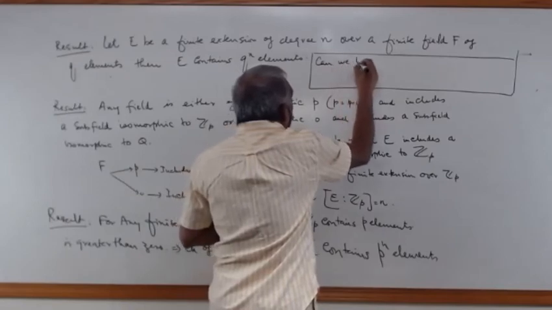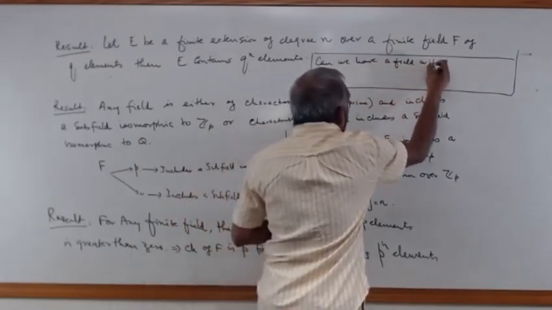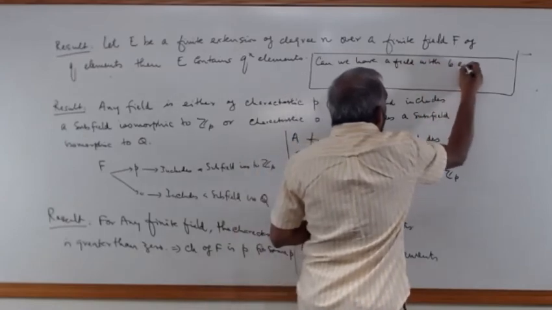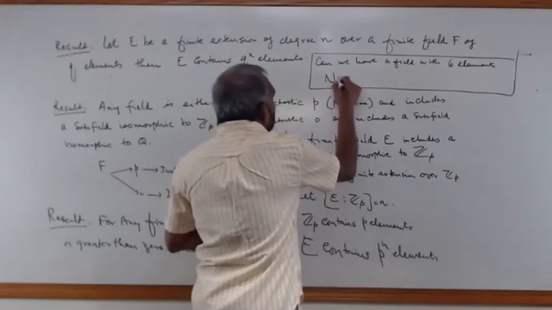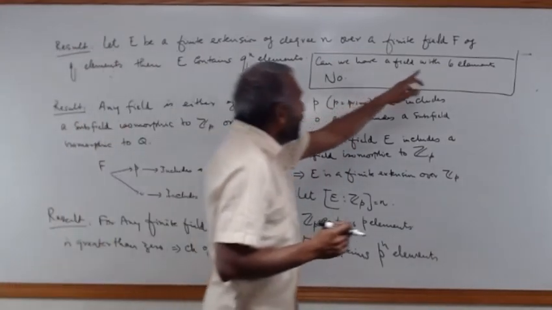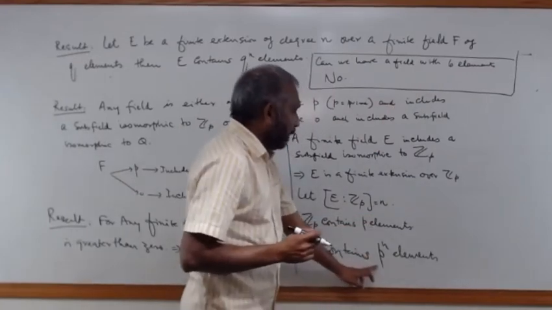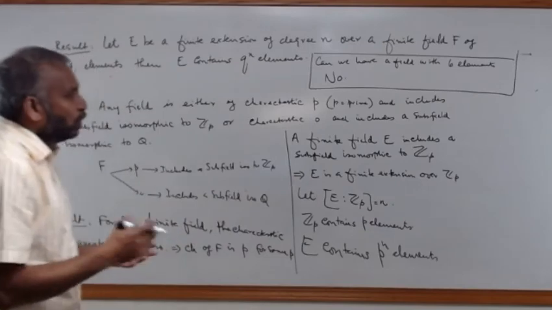Can we have a field with 6 elements? The answer is no, because you cannot express 6 as a power of a prime number. 6 is 2 into 3. There are 2 co-prime numbers there.